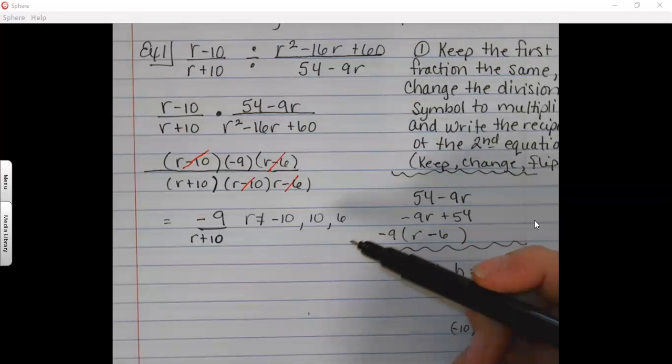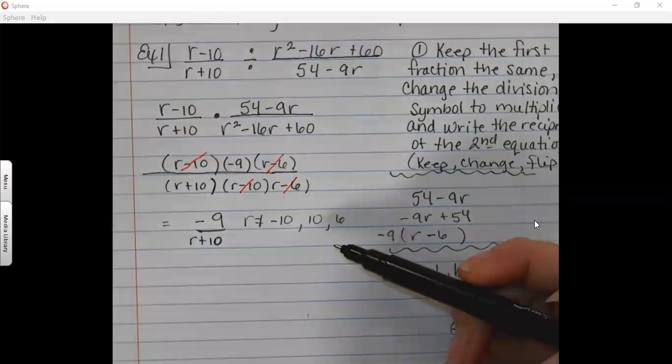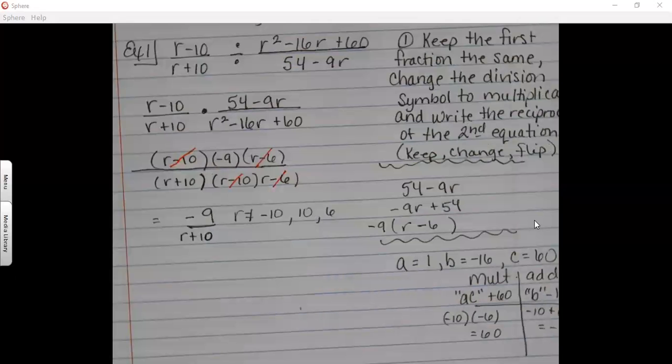But I'm almost 100% positive. I need to go back and look at my old notes. When you're doing the restrictions, look at the denominator. Anytime an expression was in the denominator, you can get a restriction from it. All right, so that's my answer.